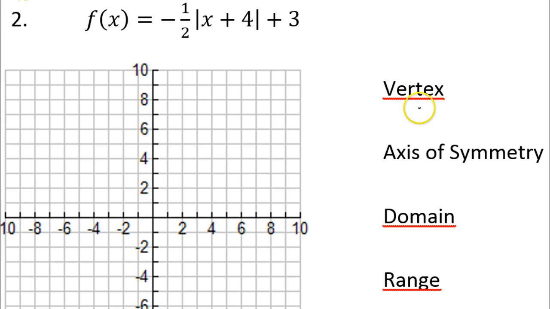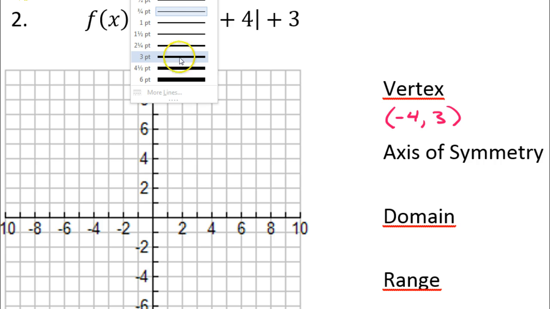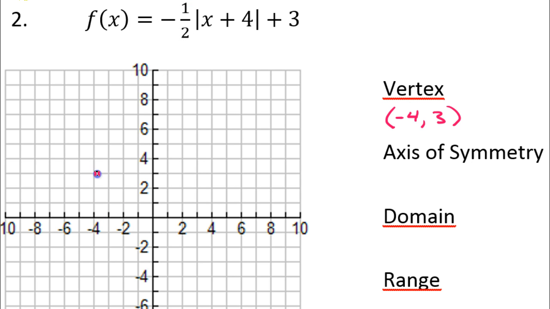Again, the first thing to do is determine the vertex. It's going to be the opposite of this, comma, this stays the same. So the vertex will be negative 4, comma, 3. We should go ahead and plot that. Negative 4, comma, 3 would be right there. There's our vertex. Next, look at the slope. This is negative 1 over 2. All right, if it were a positive 1 over 2, that would mean up 1, right 2. Because it's negative, it means down 1, right 2.